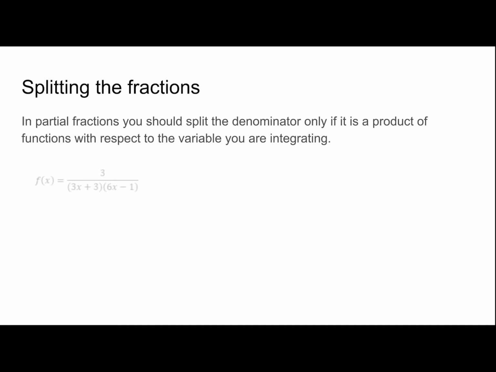For example, if we have f of x equals 3 over 3x plus 3 times 6x minus 1, as you can see at the denominator, we have 3x plus 3, that's a function of x, and we have 6x minus 1, that's also a function of x. So this becomes f of x equals a over 3x plus 3 plus b over 6x minus 1. We actually don't know at this stage what a and b are. We have to rejoin the fractions and make it equal to 3 in order to find what our a and b values are.